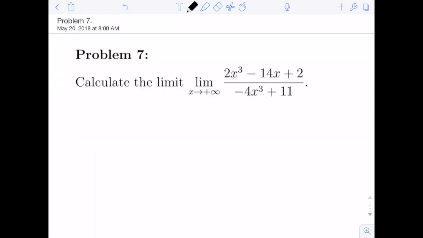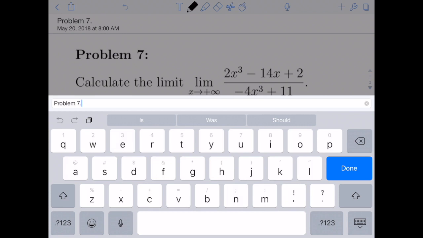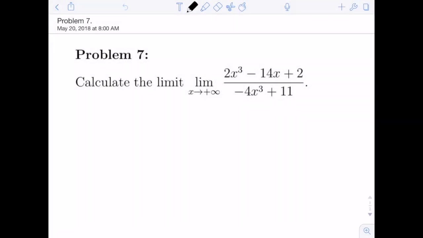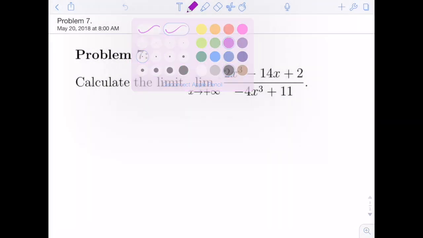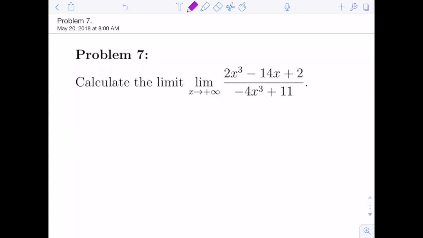Okay, problem 7, the big scary infinite limit. Calculate the limit as x goes to plus infinity of 2x cubed minus 14x plus 2 divided by minus 4x cubed plus 11. All right, so actually this really isn't bad at all. You're able to use that trick that I mentioned before, and there's that PDF that I put on the website as well. Whenever you're dealing with rational functions and infinite limits, you can just take a look at the numerator and the denominator and look at the highest powers of x.